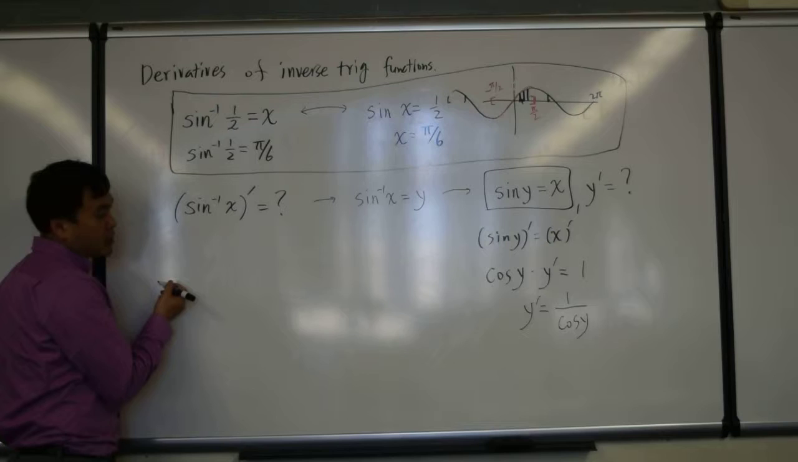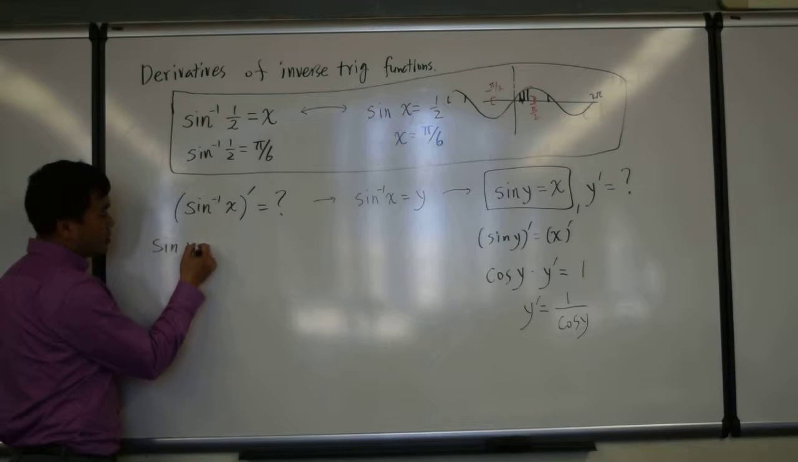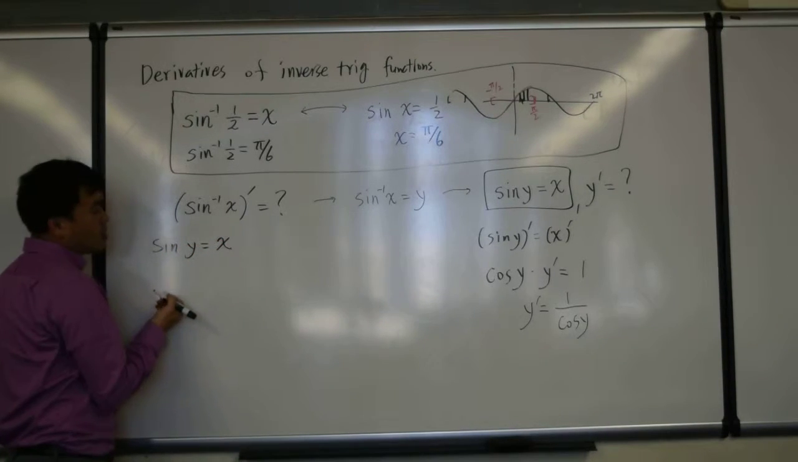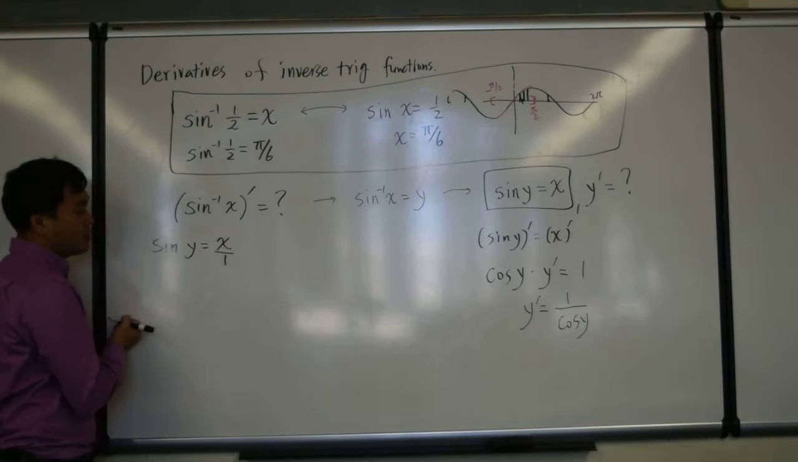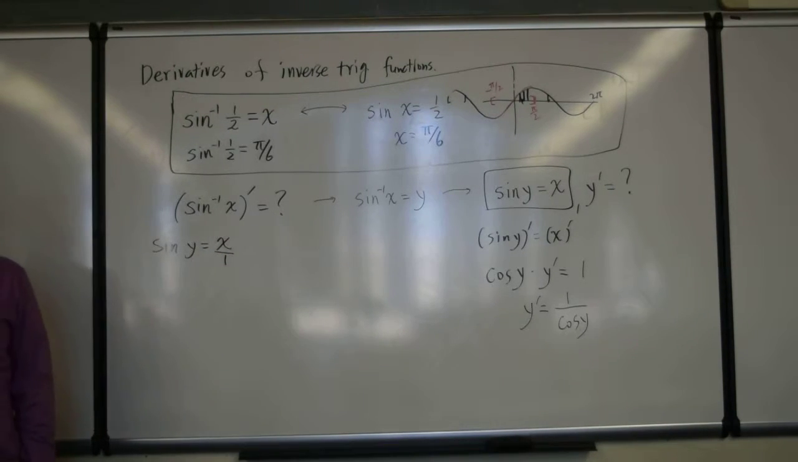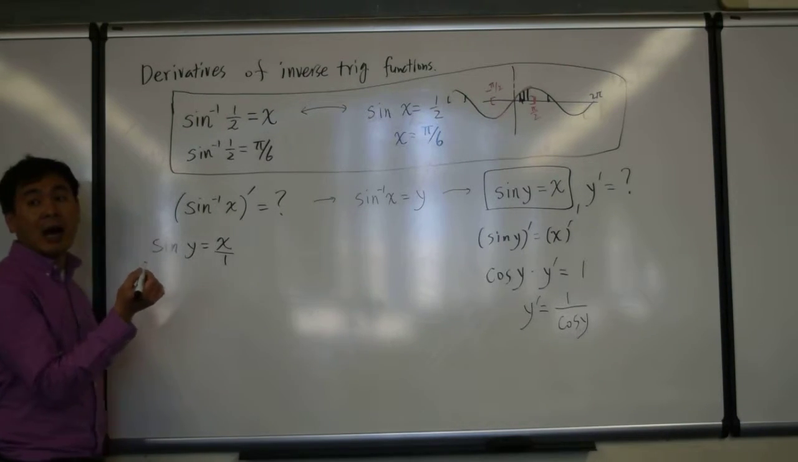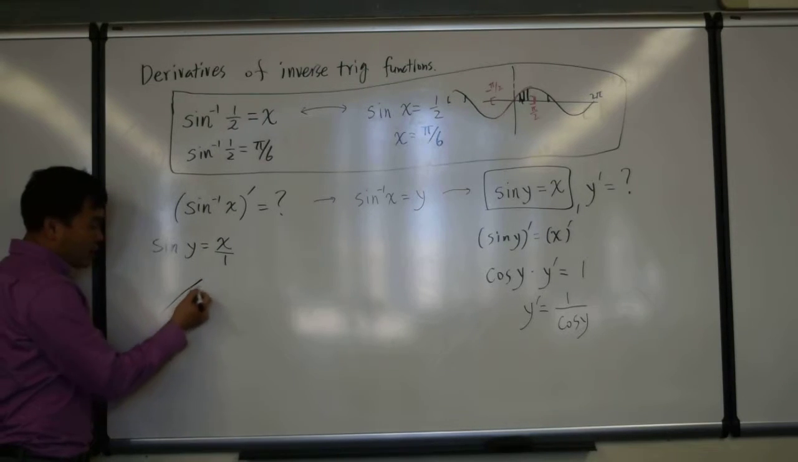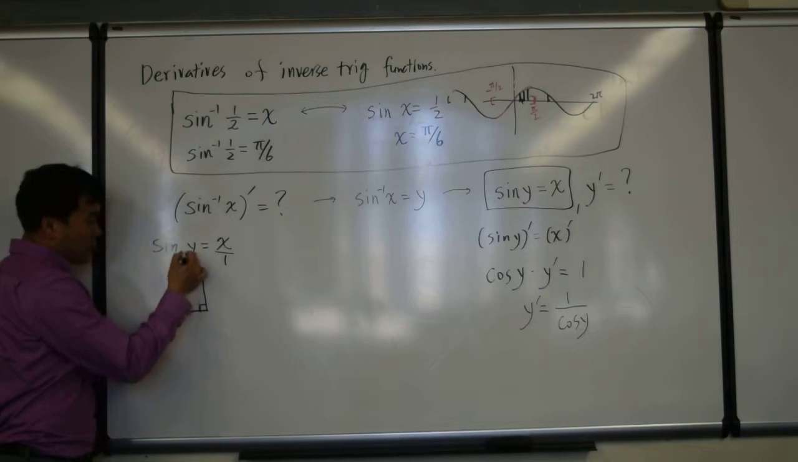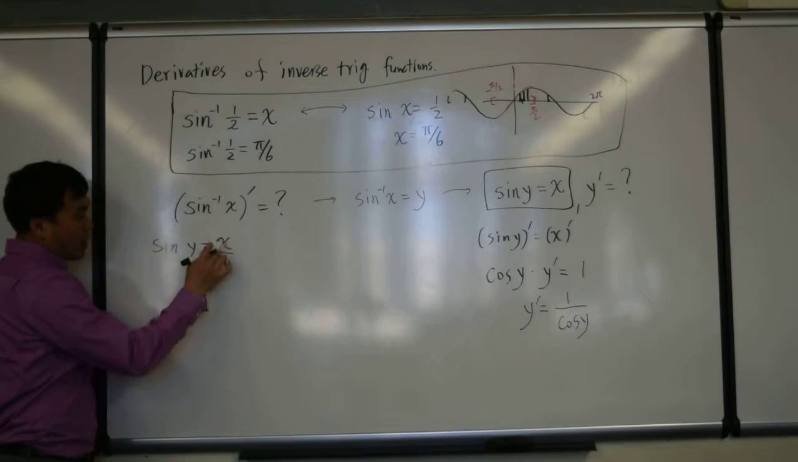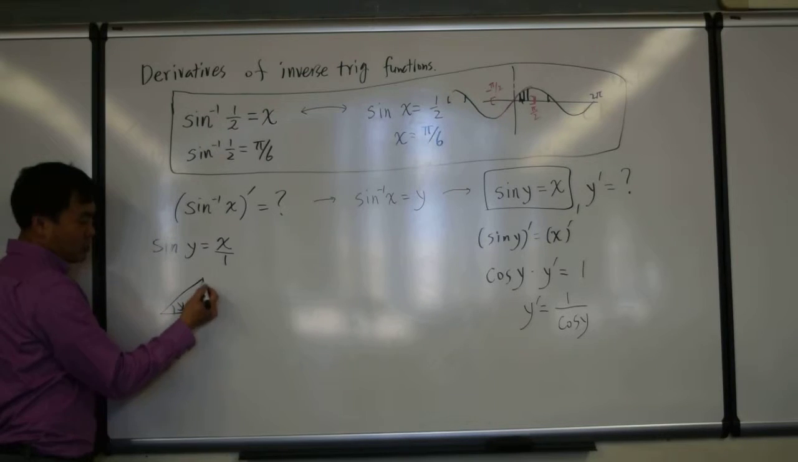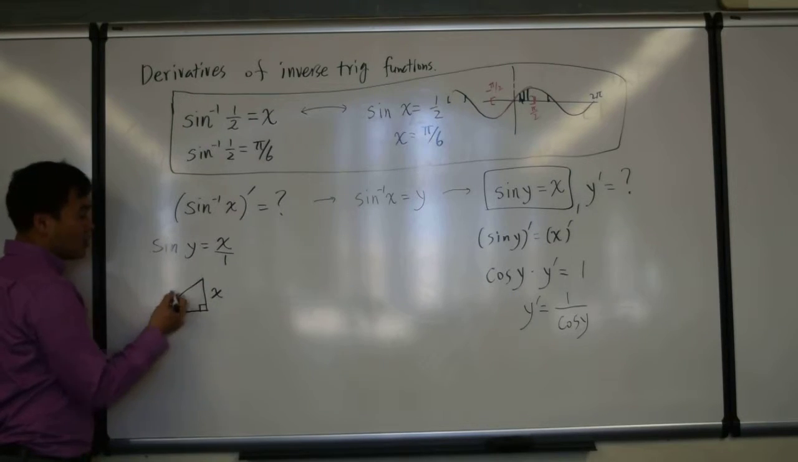Okay, so here's how you think about it. You have sine of y equal to x. Now think of x as x over 1. And using SOHCAHTOA, what is sine equal to in SOHCAHTOA? Opposite over hypotenuse. So you're going to say you have a right triangle whose angle is y here, and at the opposite of y, what should I put here? x. On the hypotenuse, what should I put? 1. Now what will go here?